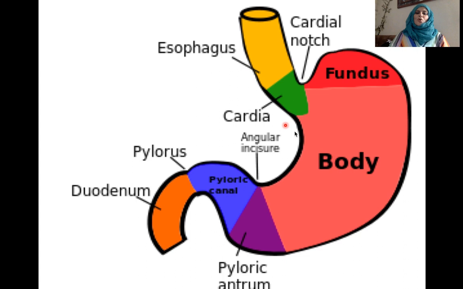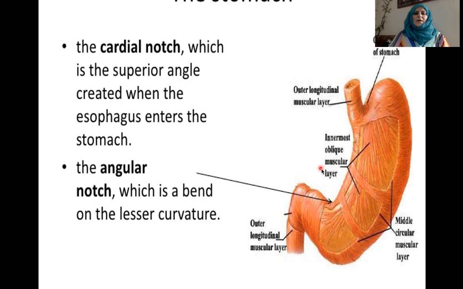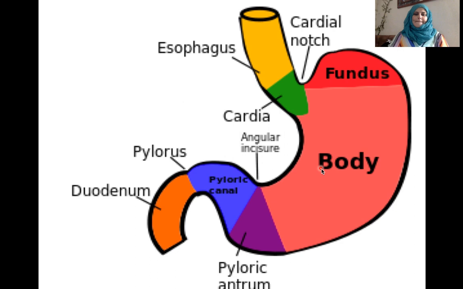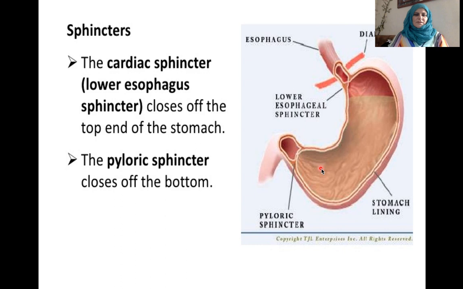Also, we should know that there is a lesser curvature with the angular incisura, and a greater curvature, which begins with the cardiac notch. These are the parts of the stomach. We can understand it from here too, not only diagrammatically. There are three muscular layers, which are smooth muscle layers. The middle circular layer is thickened at the pyloric region and is responsible for the pyloric sphincter. If asked about the source of the pyloric sphincter, we say the middle circular layer of the stomach. You can see slides in different views.